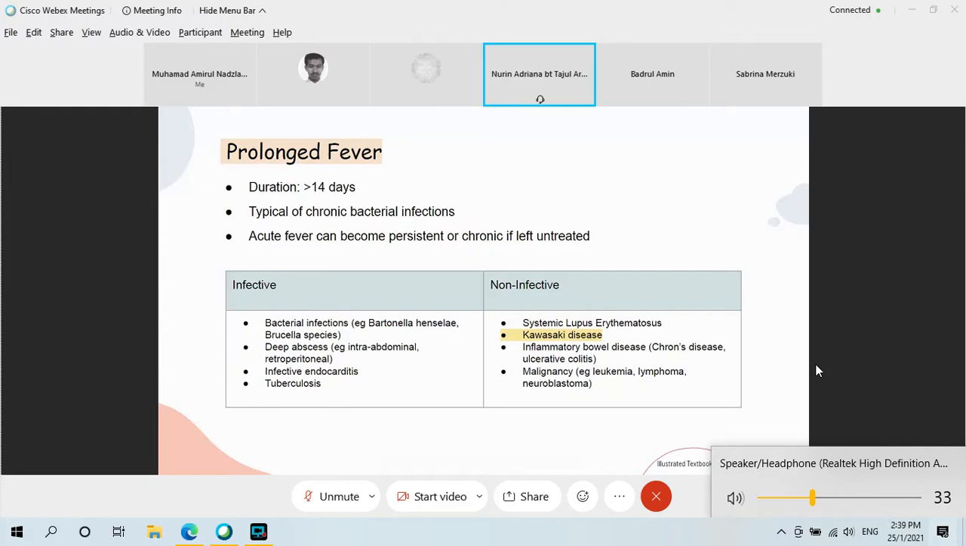For non-infective causes, such as inflammatory disease like systemic lupus erythematosus, Kawasaki disease, and inflammatory bowel disease. And also malignancy like leukemia, lymphoma, neuroblastoma, and Ewing sarcoma. Next.